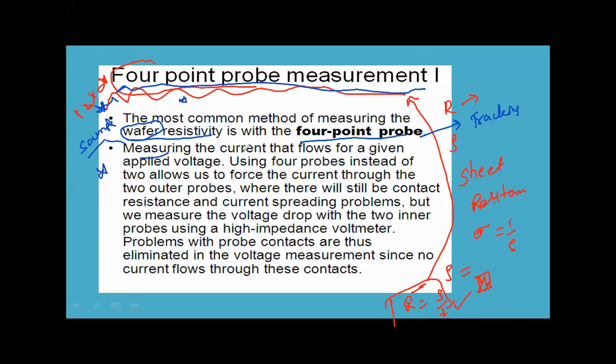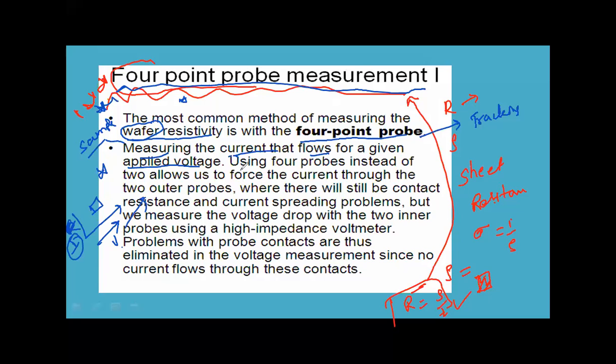How do we do that? By measuring the current that flows for a given applied voltage. This is a sample. We apply the voltage and measure the current. So it is like an IV graph: you just increase the voltage and measure the current.